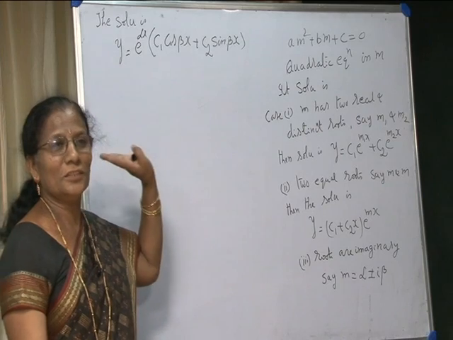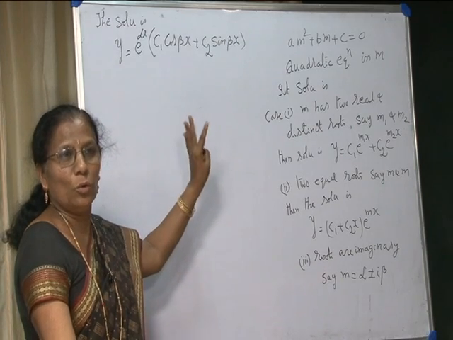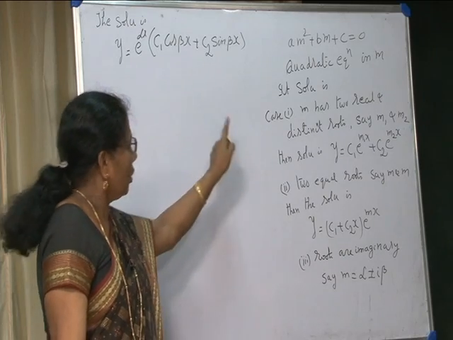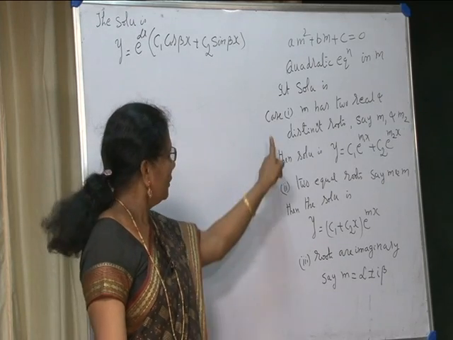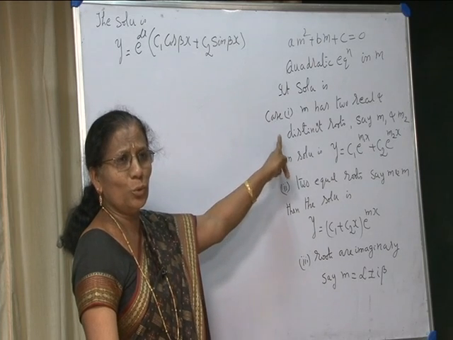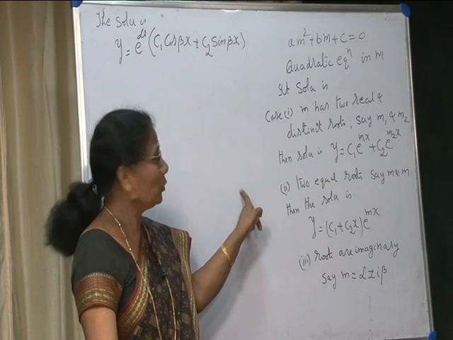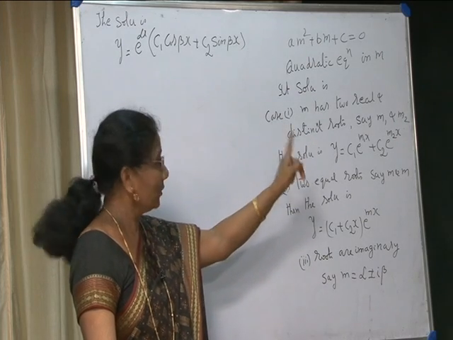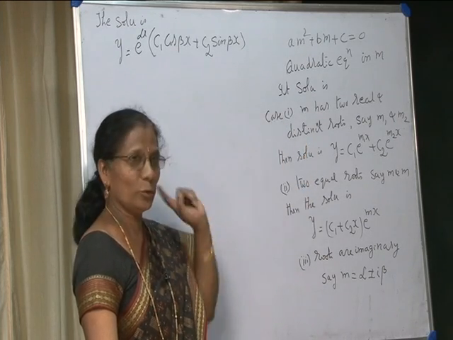This is the theory part about the homogeneous linear differential equation. You have to remember the 3 cases. In the first case, when the quadratic equation has 2 real and distinct roots, the solution is y equals c1 e to the power of m1x plus c2 e to the power of m2x.